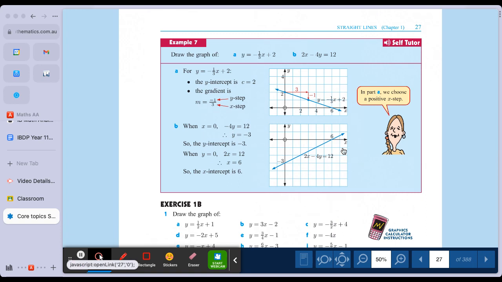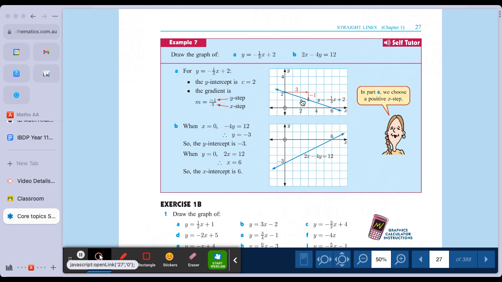So to show you the example, it says y equals minus a third x plus 2. And then what it does is it goes, well, the gradient is minus a third. And so it's treating the gradient as minus 1 over 3. So the y step, remember that gradient is rise over run. The y step is minus 1, so go down 1 unit. And then the x step is 3, so go across 3, which is fine.